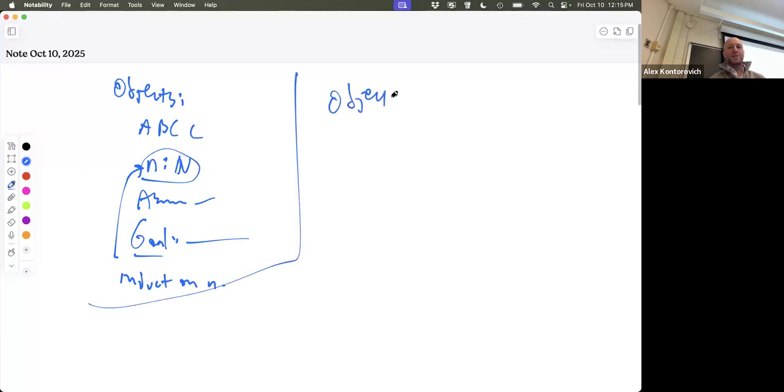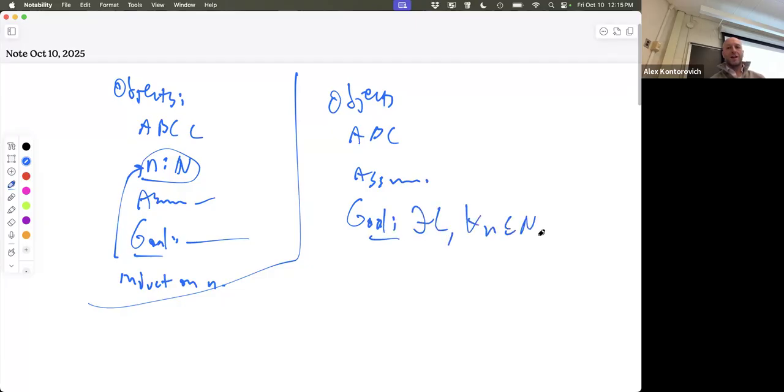If I don't have a natural number n, here's another situation. I have objects A, B, C, I have assumptions, and I have a goal. And the goal is there exists an L so that for all n less than n, yada yada, whatever. Induction doesn't work. Induct on what? I don't have a natural number. Induct on n doesn't work because n is inside of something.